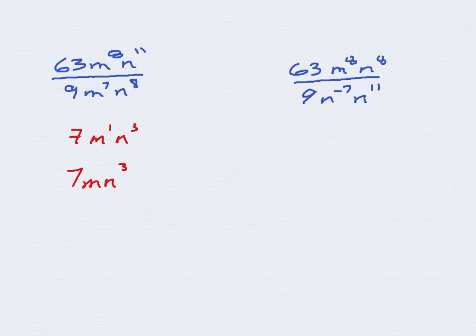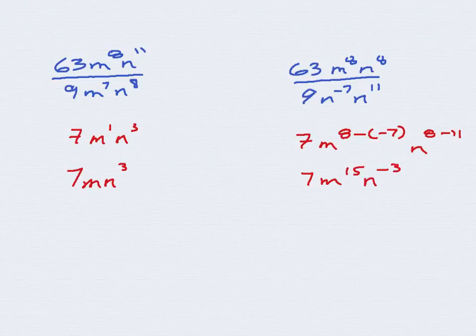Notice the same question but slightly different numbers. 63 divided by 9 is still going to give you a 7. The rule says you subtract your exponents when you're dividing. So this one here, if I show you the steps, it would be 8 take away negative 7. And it would be 8 take away 11. So it's going to be 7, and then it's going to be m. 8 minus a minus 7 is going to be 8 plus 7. So m to the 15, n to the negative 3.